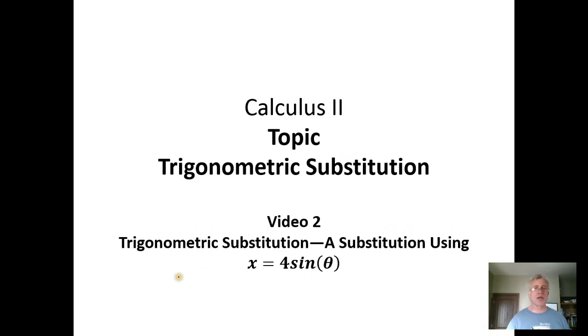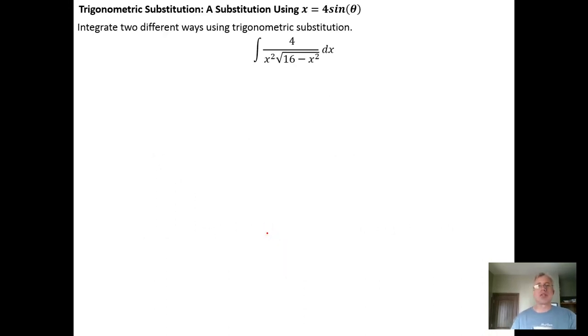So in this first example, we're going to do a trigonometric substitution in which x is going to turn out to equal 4 times the sine of theta. So here's the integral we're interested in evaluating: the integral of 4 over x squared times the square root of 16 minus x squared, dx.